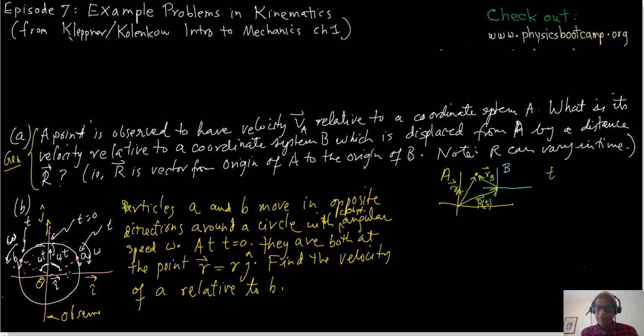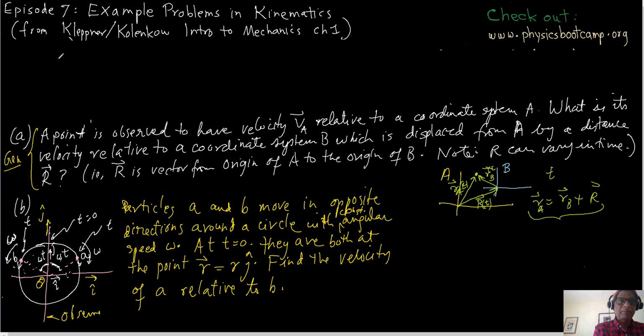So right here in this triangle, we can say that RA is RB plus r, just the vector relation. And each one of them is a function of time, right? So the velocity is just the time derivative of this.